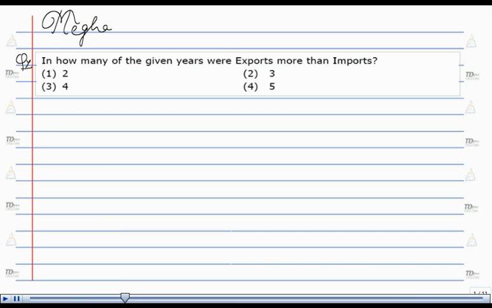The question is, in how many of the given years were exports more than imports? Now, as we have already discussed the directions for this question in the above ones, so let's have the solution. From the graph, we can depict that the exports points lie above the imports points in the years 1991, 93, 95 and 97. So, there are 4 years. So, we get our answer as option number 3, that is 4.